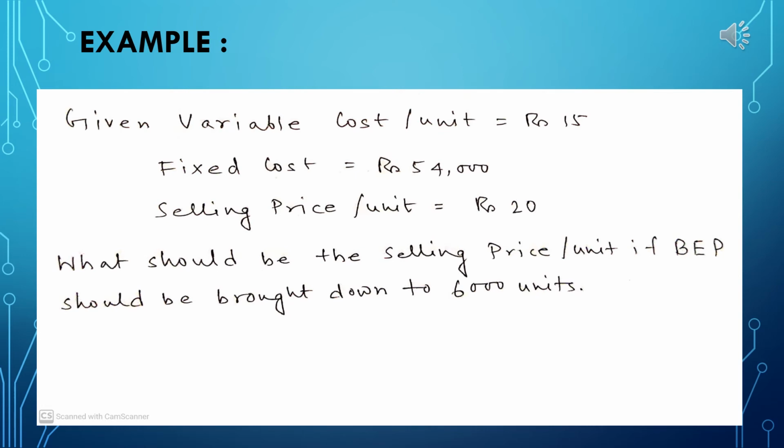Taking into consideration another example here, where variable cost per unit has been given to us at rupees 15, the fixed cost amount has been given to us at rupees 54,000. The selling price per unit has been given to us at rupees 20. So this is a new kind of sum where you need to find out what should be that selling price per unit if the break-even point figure should be brought down to 6,000 units. So let's go into the calculation to see how to solve this particular interesting example.